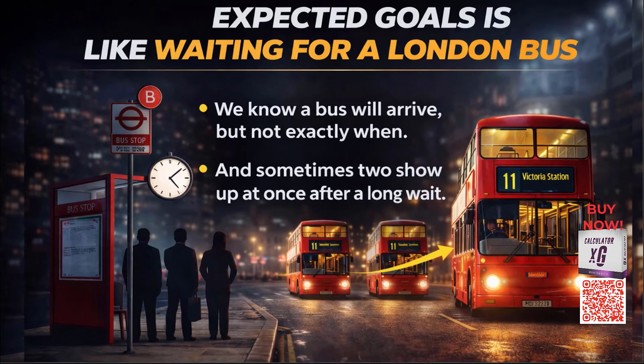But anyway, this analogy couldn't be more apt, really. With expected goals, it is like waiting for a London bus. We know a bus will arrive. We're just not sure exactly when it will arrive. And then sometimes two can show up at once after a very, very long wait. So just keep that in mind whenever you are in the markets trading expected goals and you are waiting around for a goal. A lot of us can get very impatient. We know goals are expected. We just don't know when they're going to arrive, which is why we take advantage of that time decay.